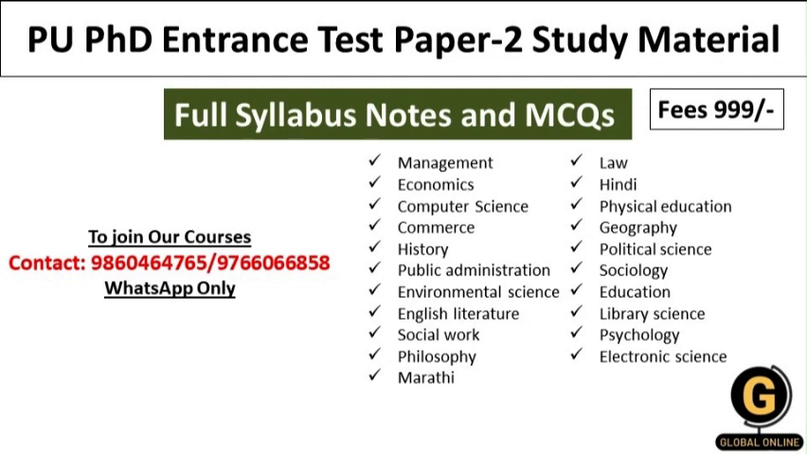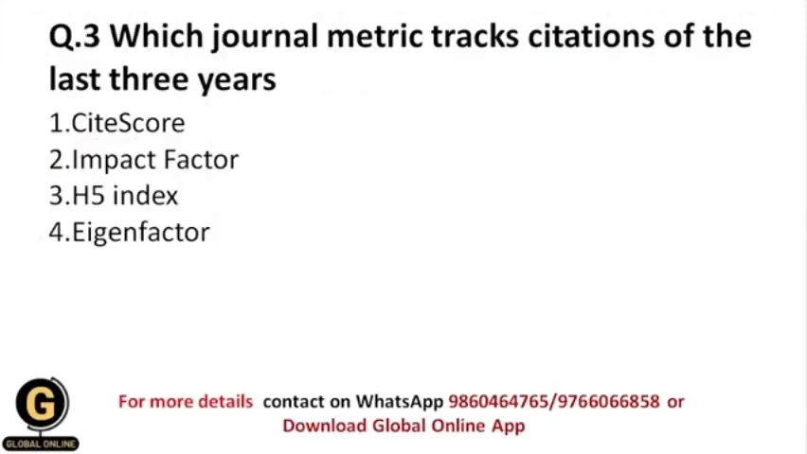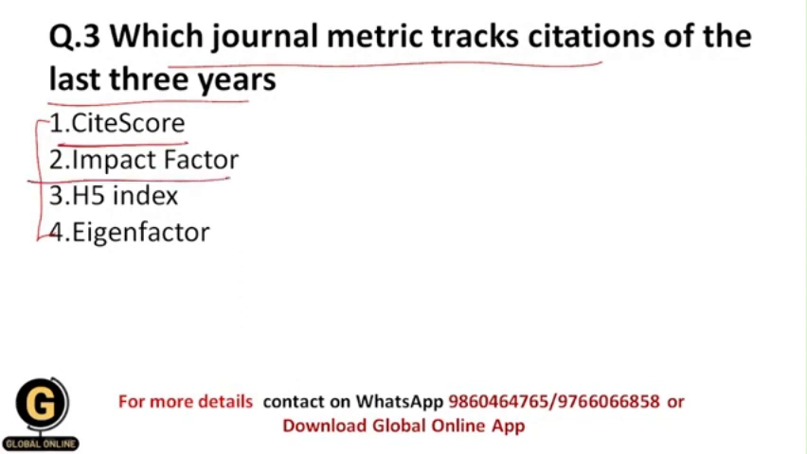Okay, next is: which journal metric tracks citations of the last 3 years. Here again they have given you the names of certain journal metrics, and from these, which one tracks citations of the last 3 years? Whether it is CiteScore, impact factor, H5 index, or eigenfactor.